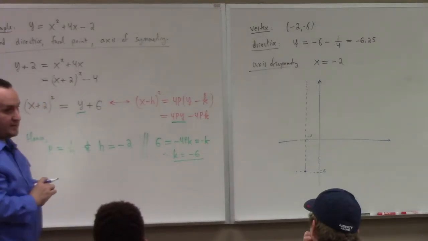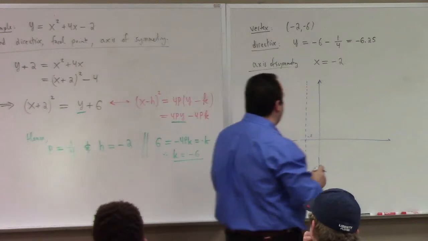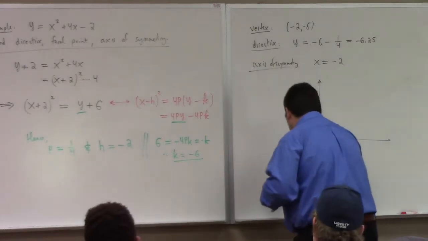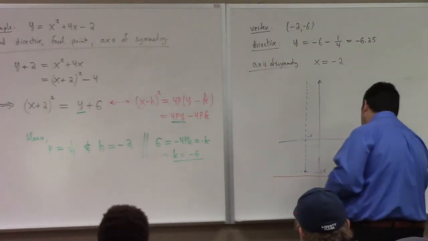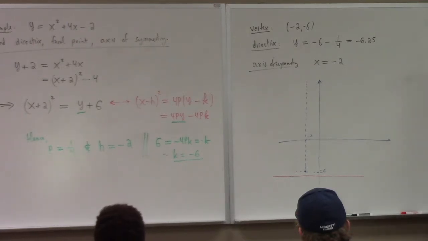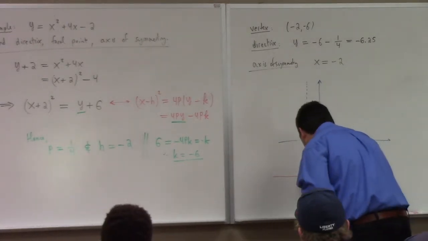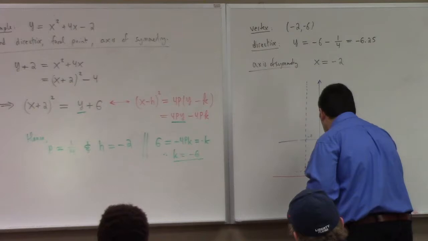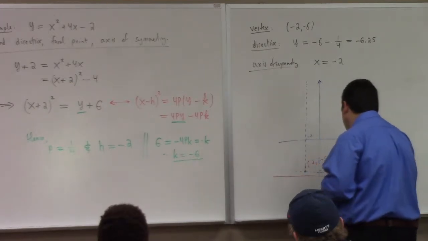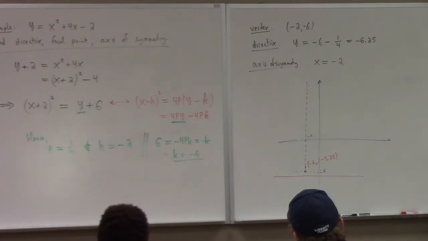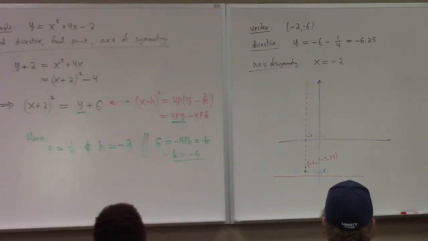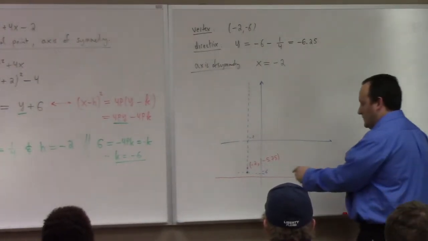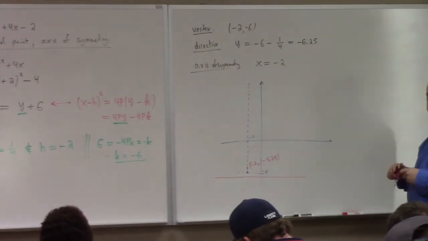This thing opens up, right? And where's the directrix? It's down here, right? Just below that. So where's the focal point? I neglected to find that, but that's right here, right? So the focal point would be at minus 2, comma, minus 5.75, right? Because it's the same distance from the vertex. The vertex is halfway between the directrix and the focal point. So that means that's there.